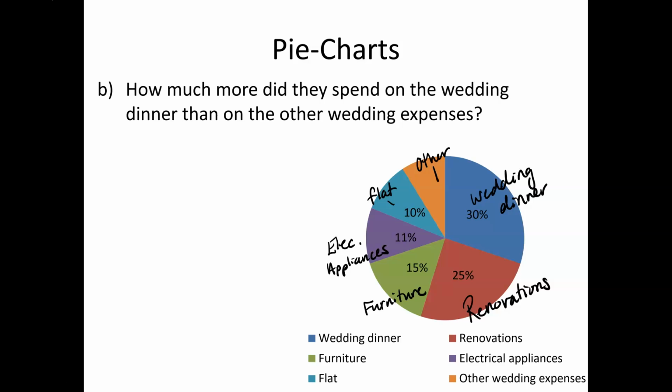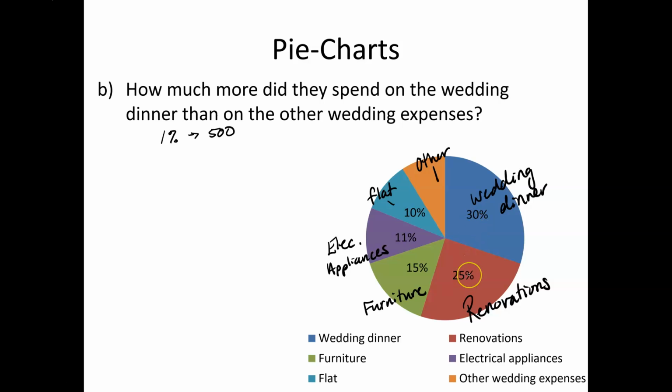How much more did they spend on the wedding dinner than on all of the other wedding expenses? Okay, well, we've already used unitary method, and we found that 1% equaled $500, didn't we? Okay, so let's just use that in a second. All right, so wedding dinner was 30%, and other, we don't know. Let's figure it out. So let's see, we're going to subtract from 100%. So I'm going to add all these up. 30%, oops.